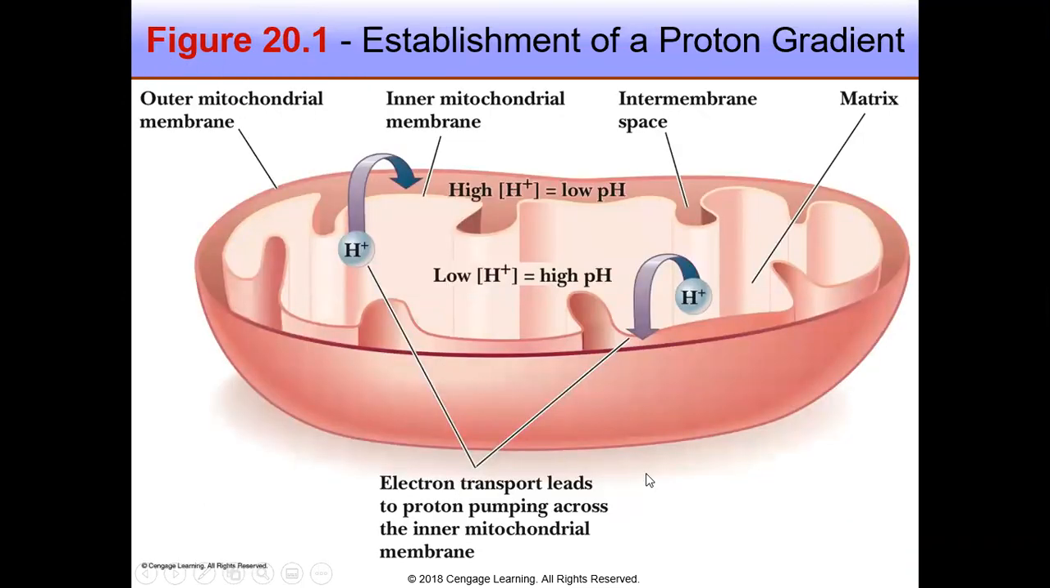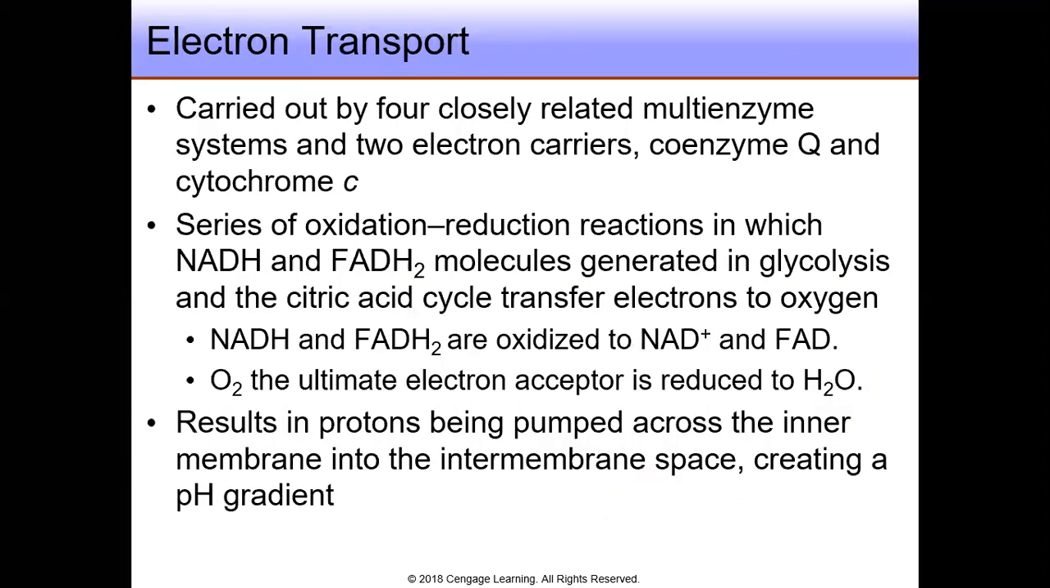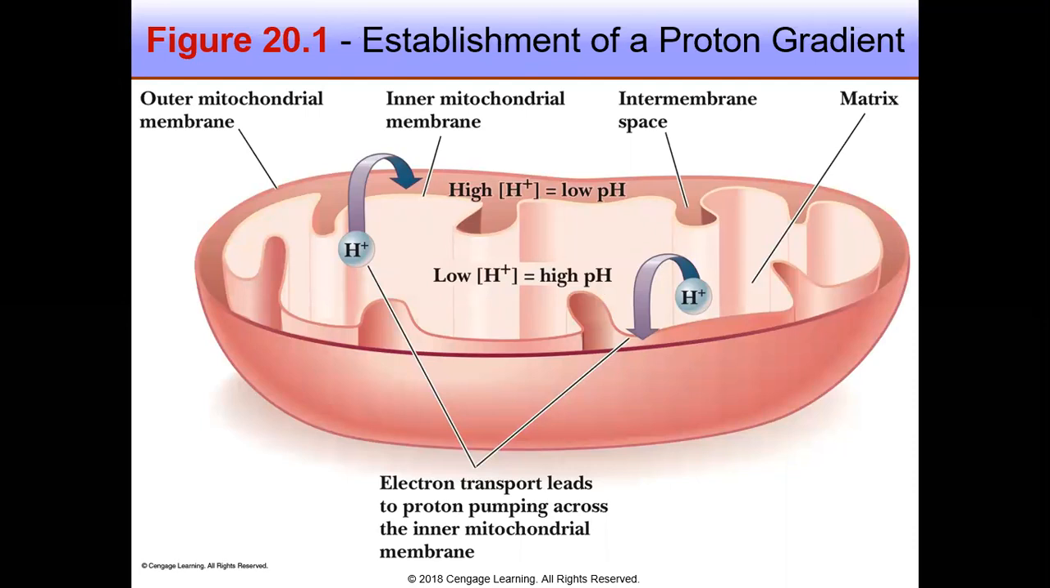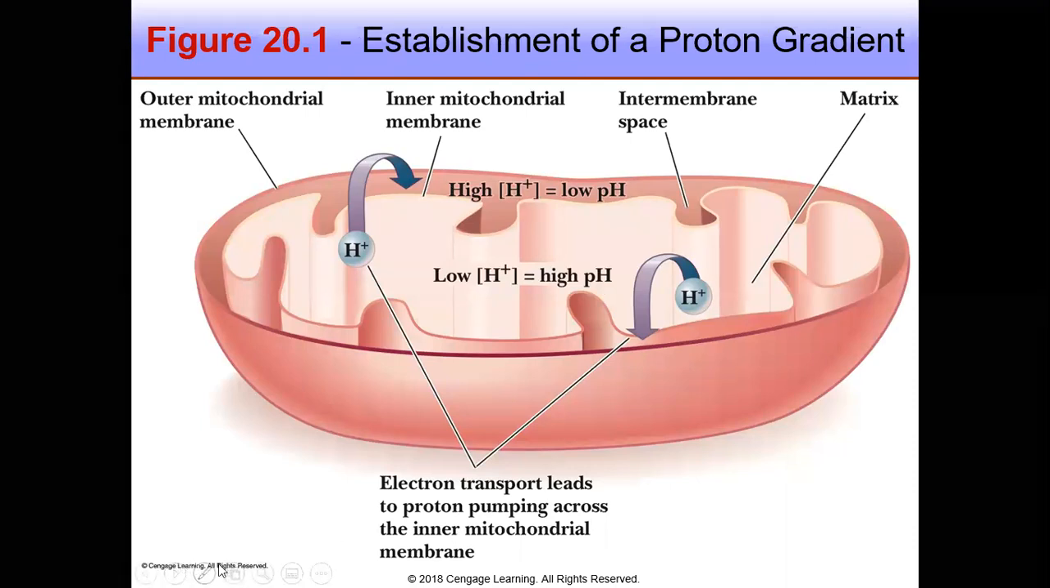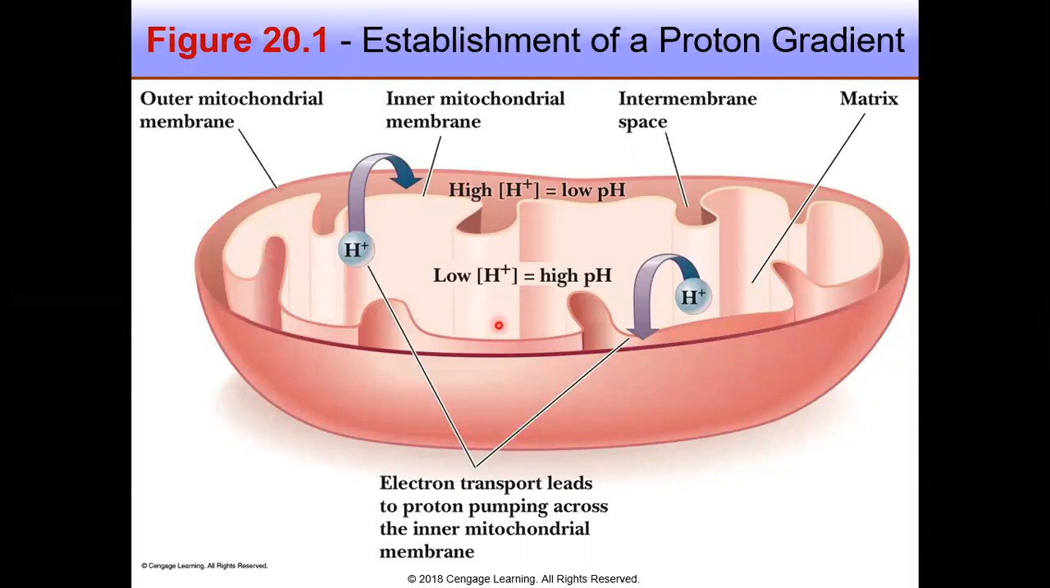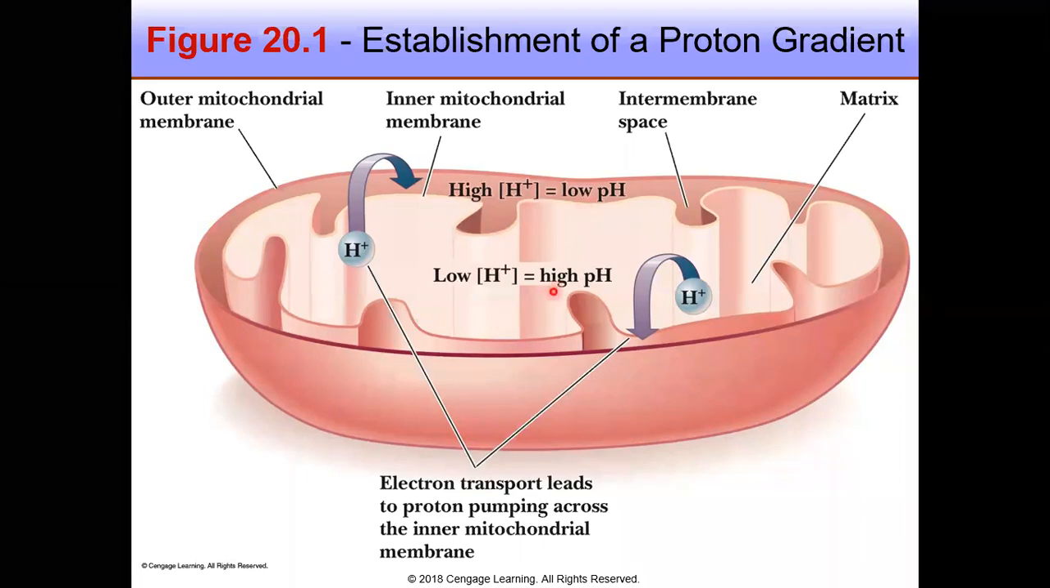Let's look at this figure, which shows how the proton gradient is established across the inner mitochondrial membrane as a result of electron transport. At the beginning, electron transport leads to proton pumping across the inner mitochondrial membrane. Here we have the matrix, and protons are pumped from the matrix into the intermembrane space. As you can see, there is a difference in concentration of H plus. Inside becomes low in H plus, so high pH, and in the intermembrane space, high H plus, low pH. This is called a proton gradient.